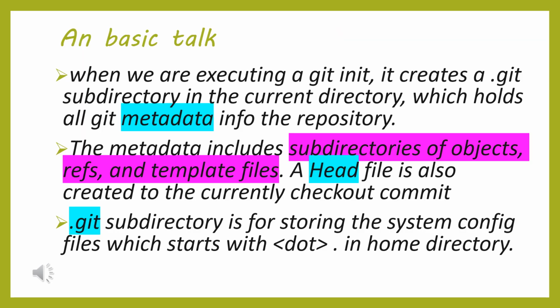When we execute the git init command, what happens? It creates a .git directory, which holds all the Git metadata information in the repository. The metadata includes subdirectories of objects, references, and template files. A HEAD file is also created, which is used to track the currently checked out commit. The .git subdirectory is for storing the system configuration files, which start with a dot in the home directory. This will manage all the version information. It will manage all the tracking information by using this .git.